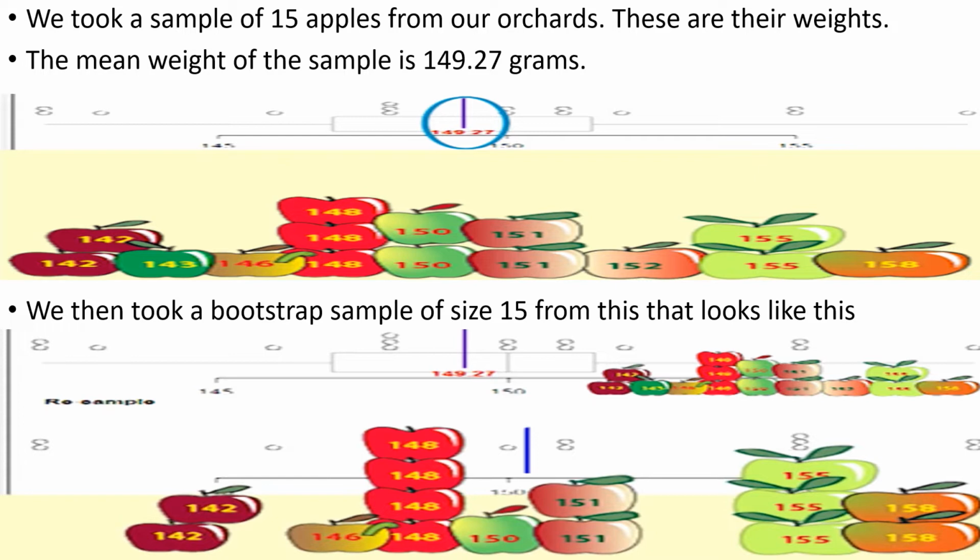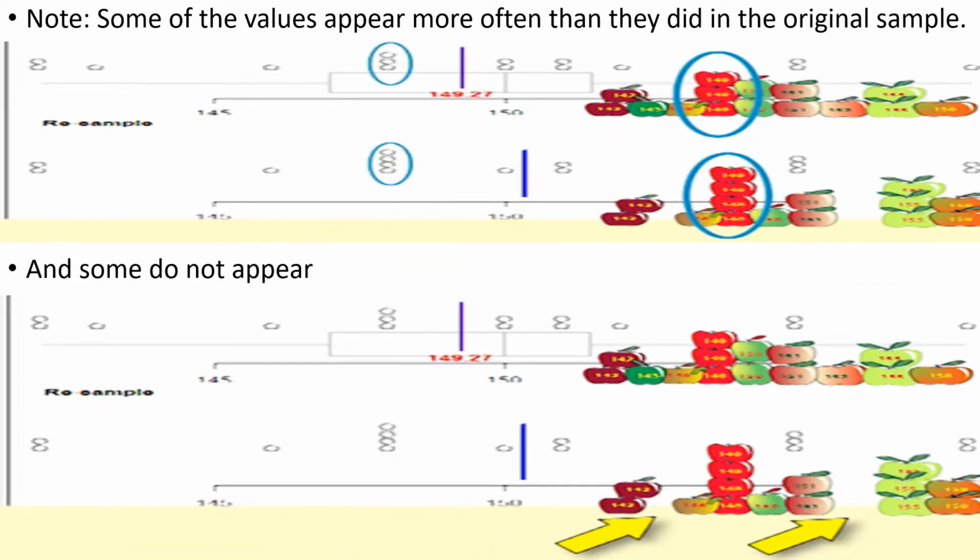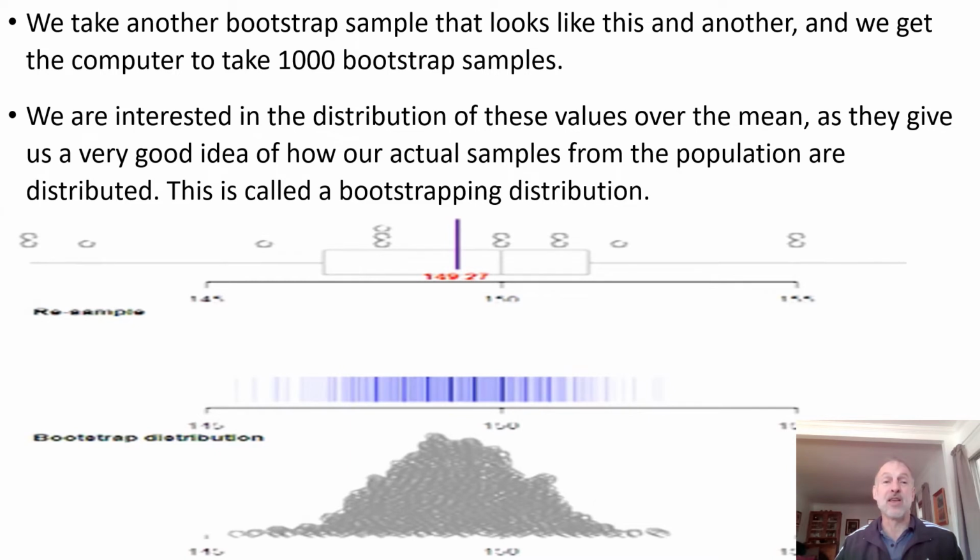People, if you pause the recording, see if you can see the difference. I hope you have noted that some of the values appear more often than they did on the original sample, and some do not appear. Look at the yellow arrows, and look at the blue circles on top. Okay, people, we will take another bootstrap sample that will look like the previous ones, and another one, and we will get the computer to take 1,000 bootstrap samples for us.